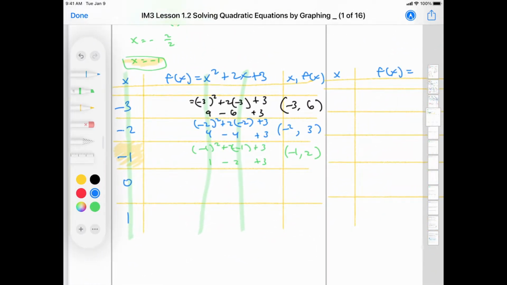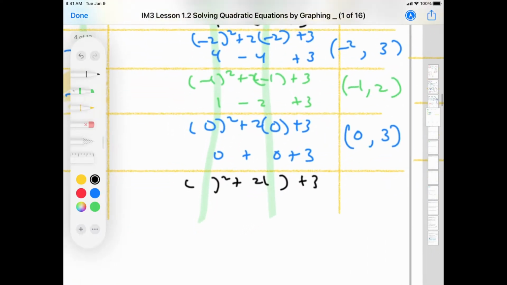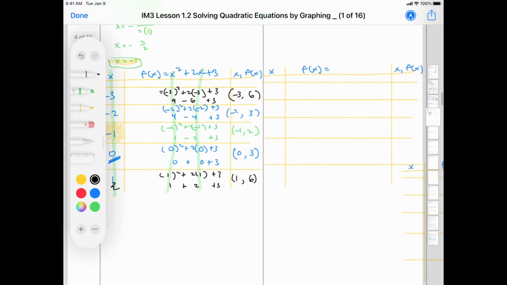All right, let's go ahead and try this one here. We're going to put in, what? 0. I put in 0, and I get an answer of 3. And last one. What are we putting in here? Putting in a 1. So 1 plus 2 plus 3 gives me 6. 1 comma 6 is my solution. Let's go ahead and graph that.